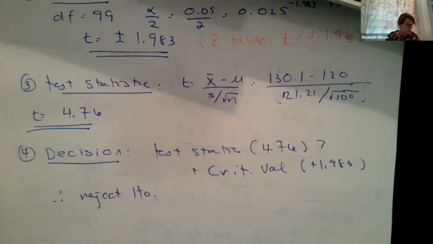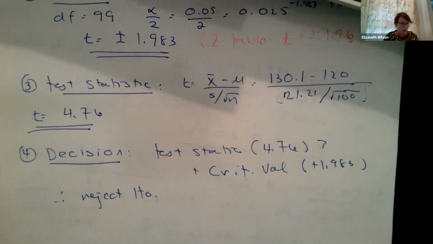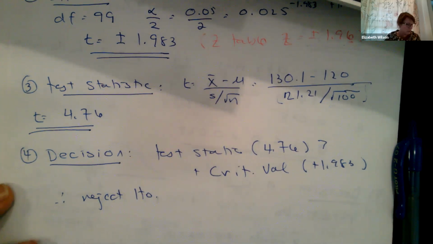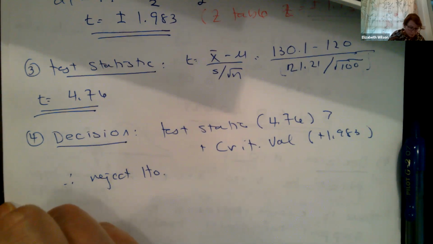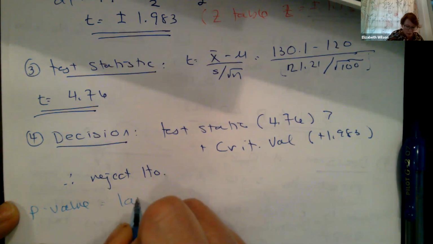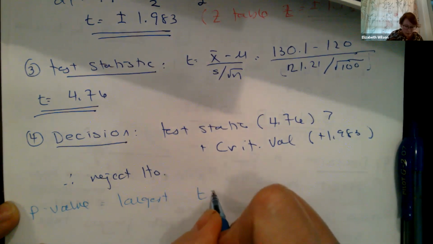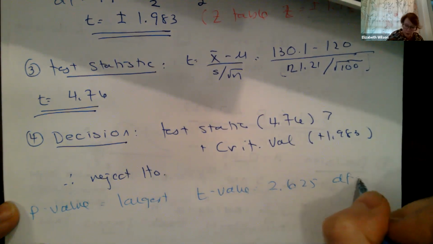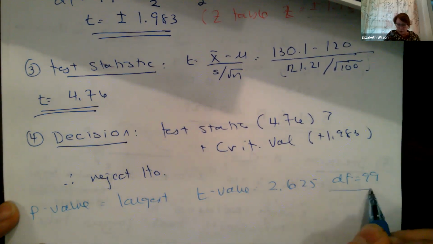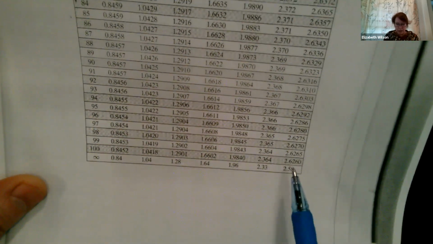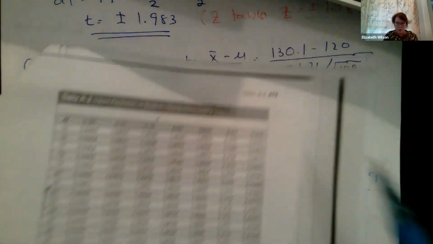Let's also do a p-value, in a different color, just so you can see. So our p-value: we're going to find our largest value, 2.625, for our degree of freedom equals 99. I can't change the degree of freedom, so I still have to look at 99. I'm looking down here at 99, and my largest is right here, right at the end, and that corresponds to 0.005.